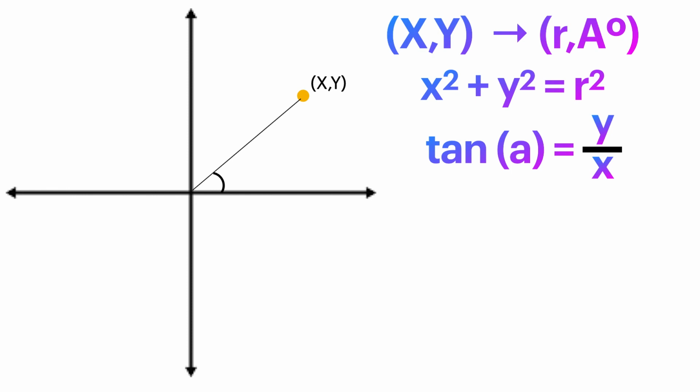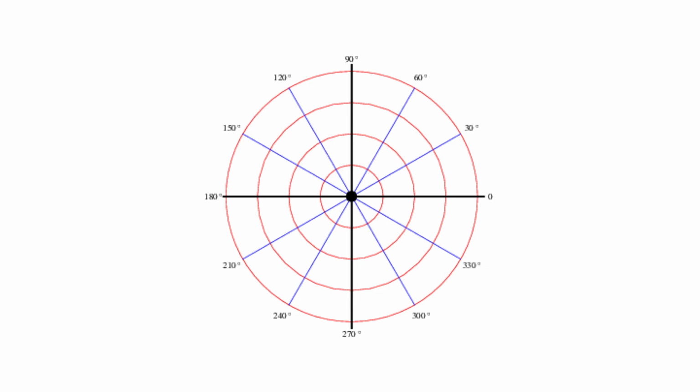Now, this is not the coordinate system or the grid system we're familiar with. There's a new type of coordinate system graphing called polar coordinates, and this is the graph we use. It's very interesting.